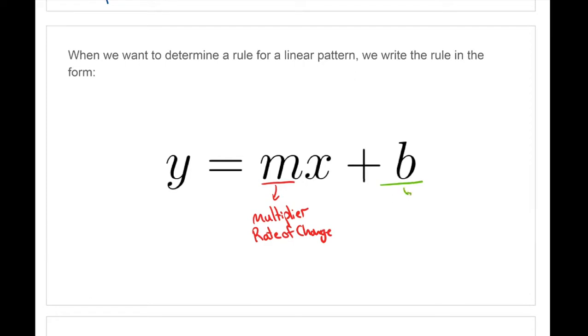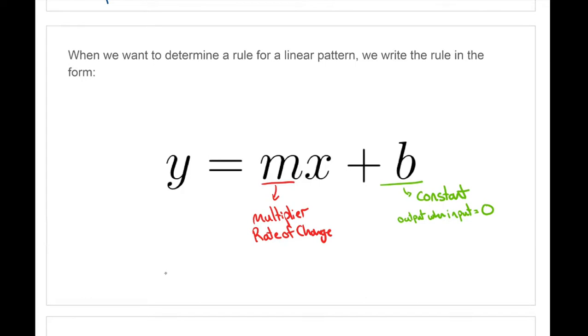b is referred to as our constant. We could also refer to it as the output when input equals 0. So that was another definition for it, and we will be adding definitions as we go through. But for right now, for our general rule, y equals mx plus b.